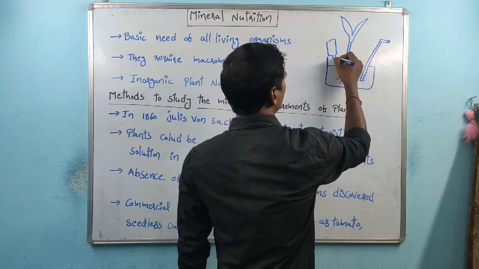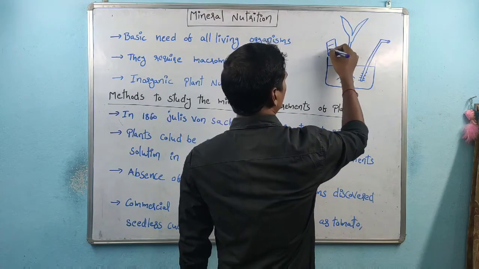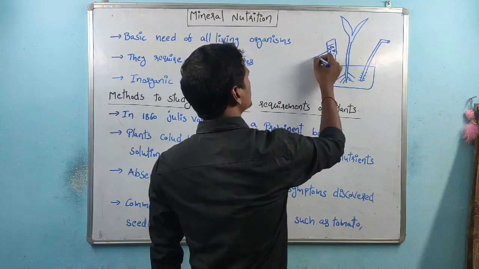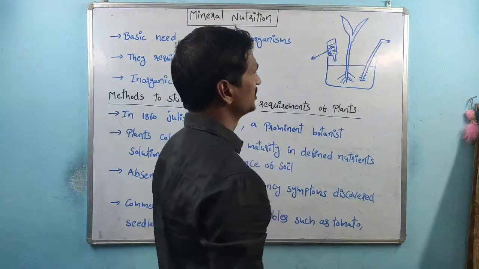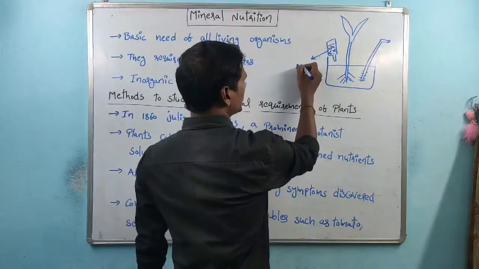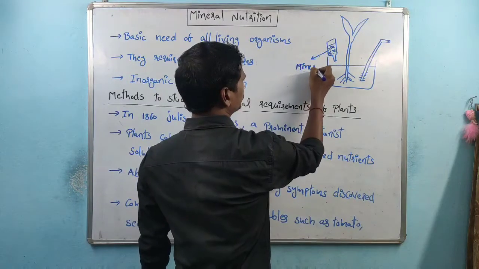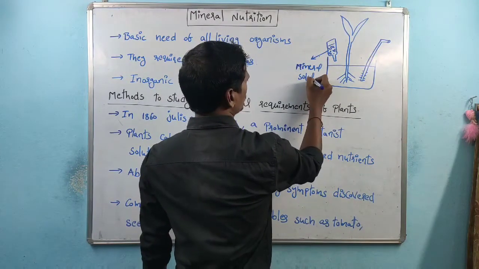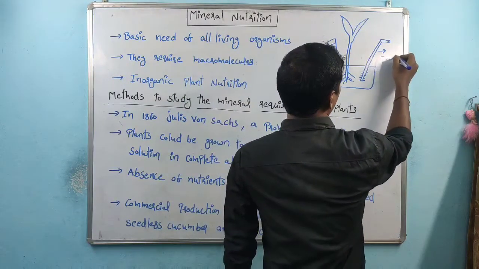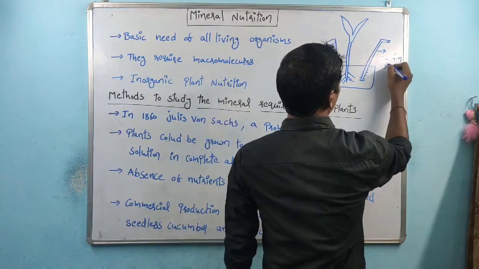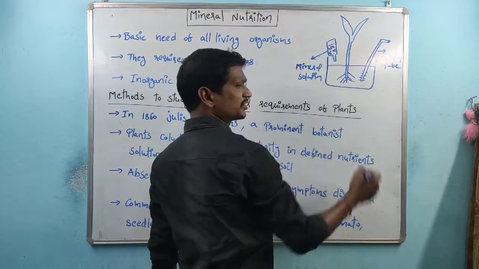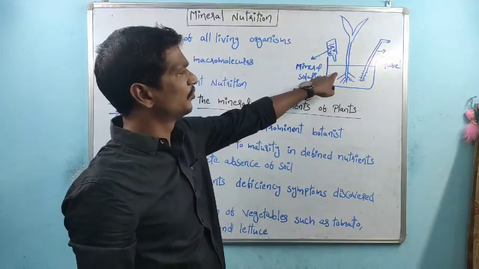The bottle contains the mineral solution. The minerals are available in the market. So this is the mineral solution. This is the aeration tube, right? And this is the water. So continuously here minerals are added to the water.